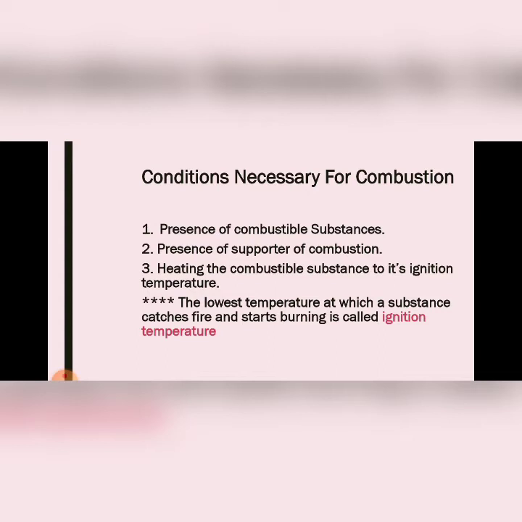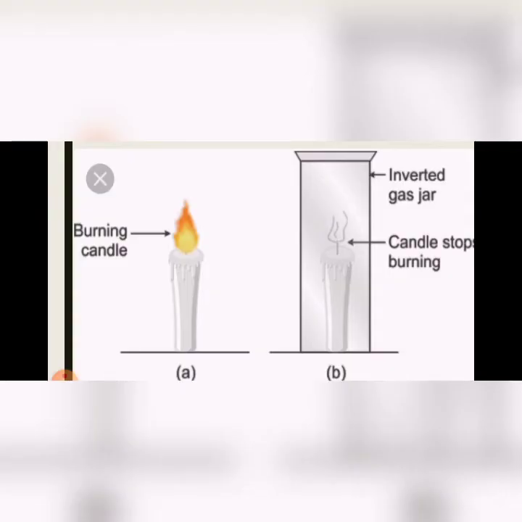This can be understood by one activity. This activity we all did in the lower classes also. That means we take a burning candle. The candle is burning because it is getting a continuous supply of oxygen from the air. Air contains oxygen and from there it is getting a continuous supply of oxygen. So the candle is burning.